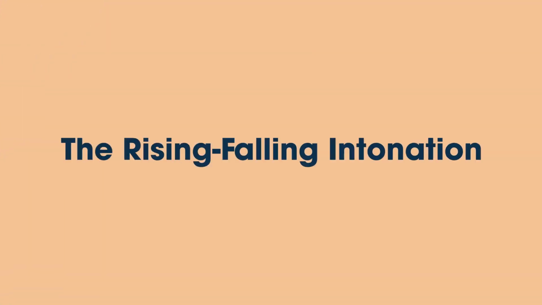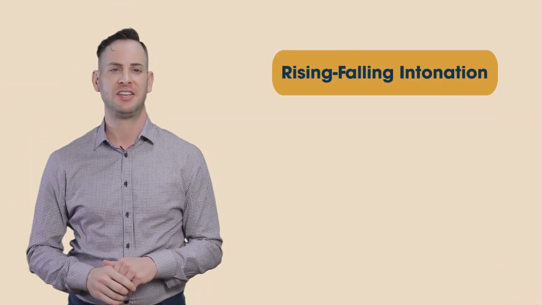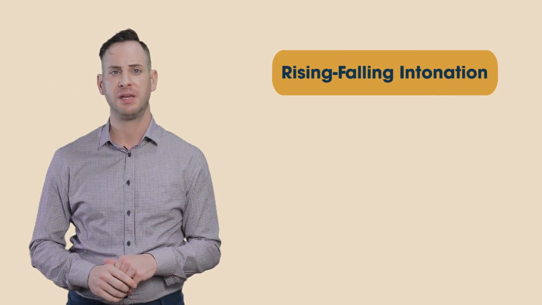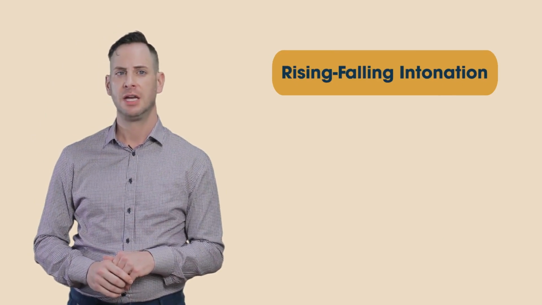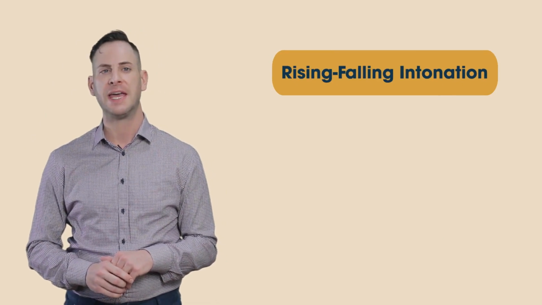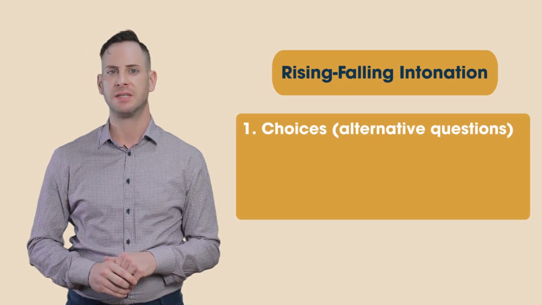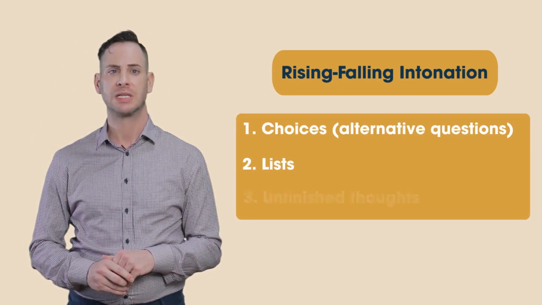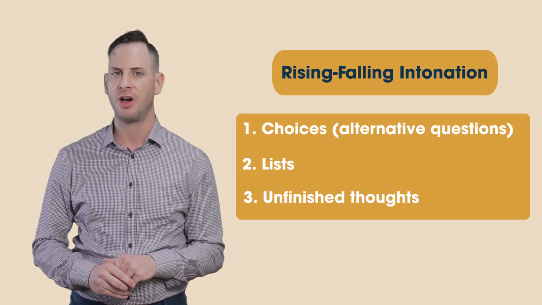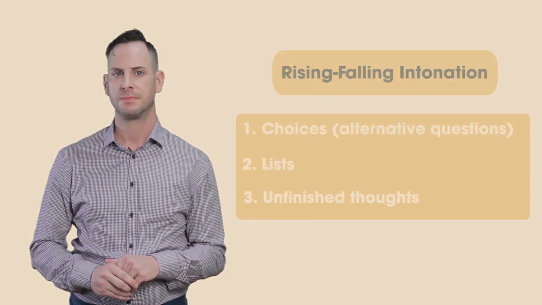Let's finish with the last type of intonation in today's lesson, rising, falling intonation. The rising, falling intonation is an initial rise in pitch at the beginning of a sentence, before a subsequent fall at the end. It's used in choices, alternative questions, lists, and unfinished thoughts. Please listen to the examples and repeat after me.